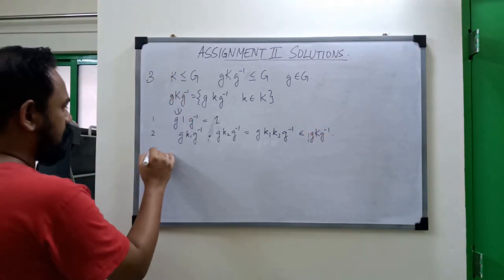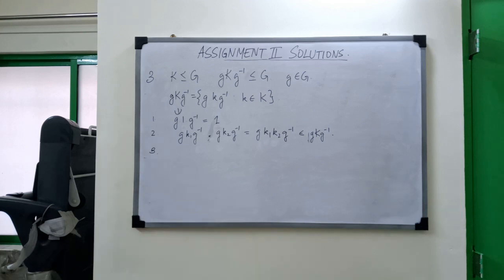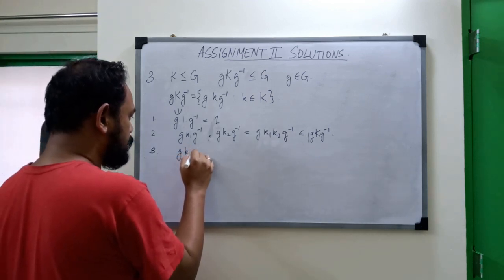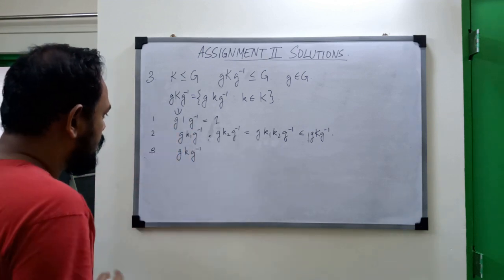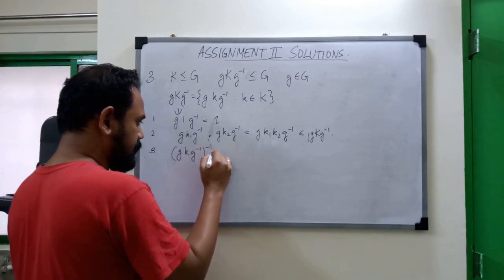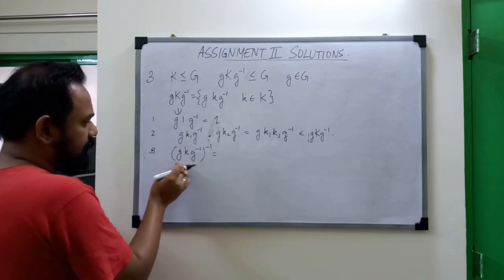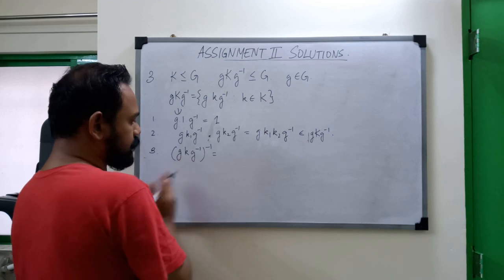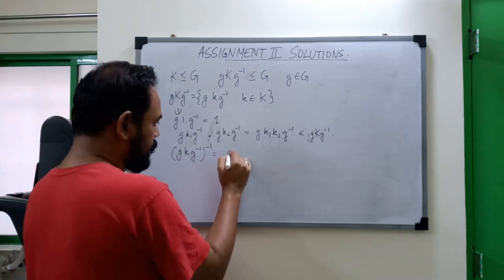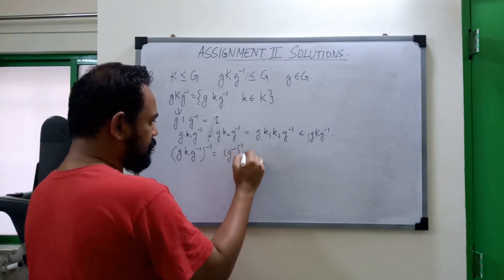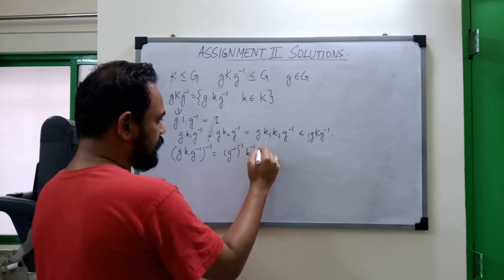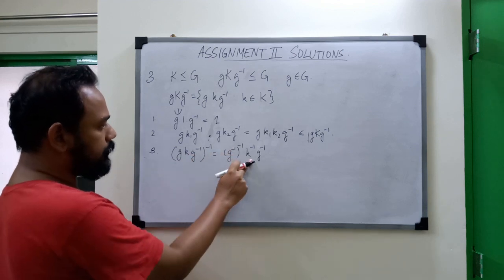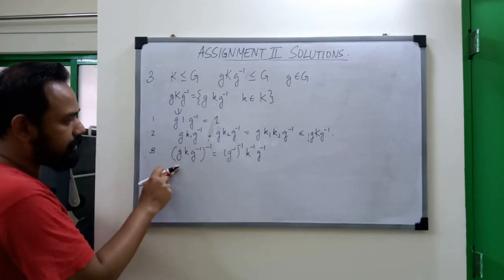All right. What about inverse? If I take an element from this conjugate and invert it, I will reverse the positions of the elements with an inverse sign. That's what it means. So I will have g inverse, k inverse, and g inverse. So this g comes here with an inverse, the k remains in the middle with the inverse, and g inverse comes in front with the inverse.